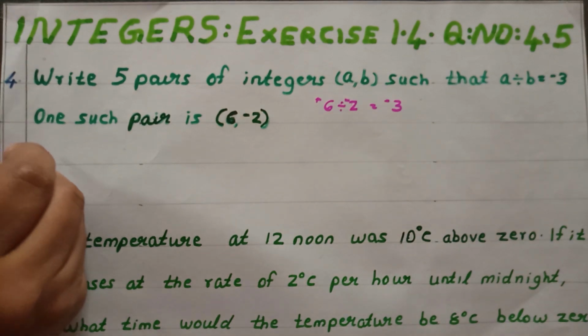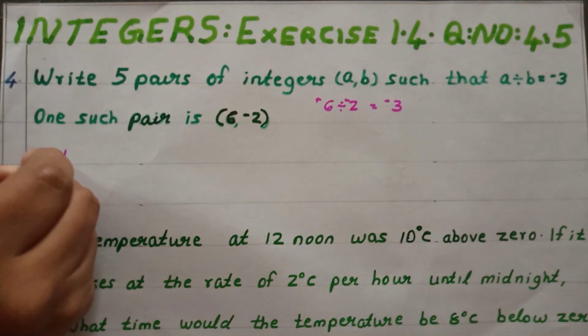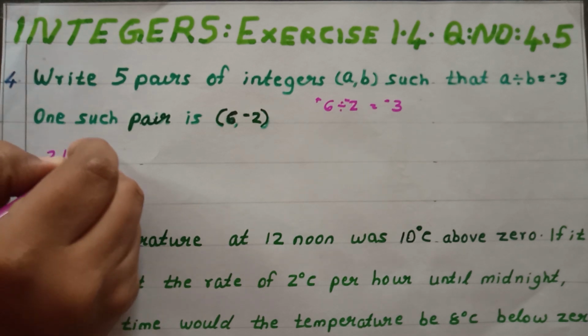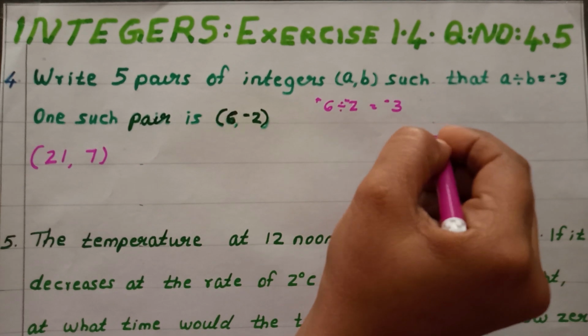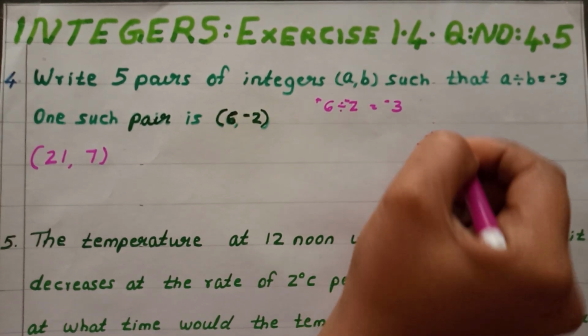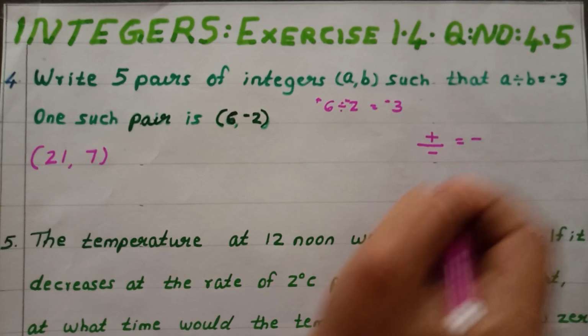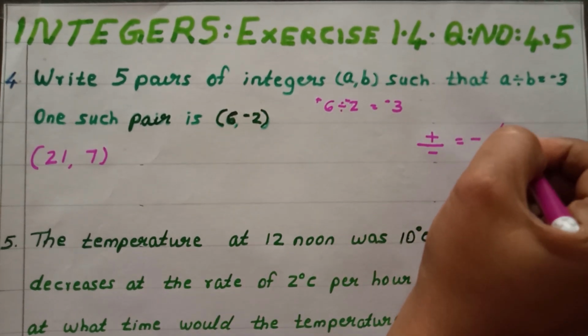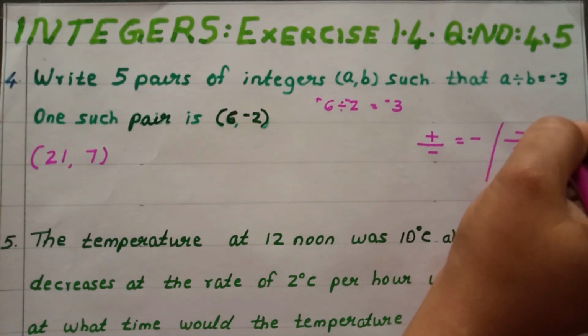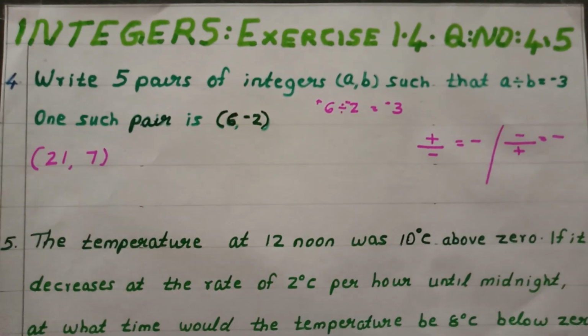So, take 21 and 7. After dividing these two numbers, what will be the answer? 21 divided by 7, answer will be 3. And which sign should we give for 21 and 7? See, we know positive divided by negative equal to negative, and negative divided by positive, answer is negative. These two things we know.